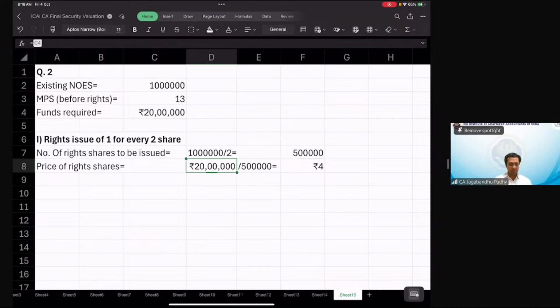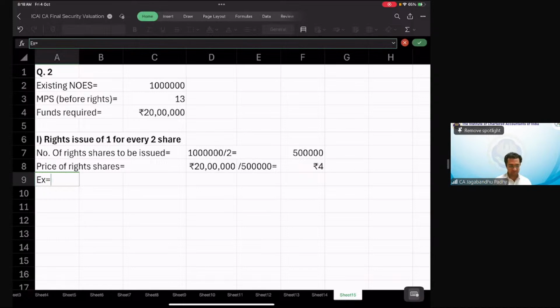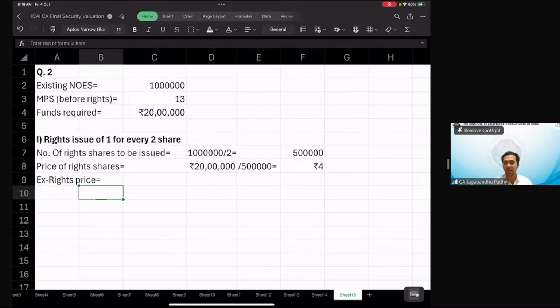Now, I don't know if you can remember something called theoretical ex-rights price, from the earnings per share accounting standard in your CA Inter. Theoretical ex-rights price. Do you remember? In your accounting standard, AS 20. In fact, even in final, you might have seen it in FR also. How do we compute the theoretical ex-rights price?